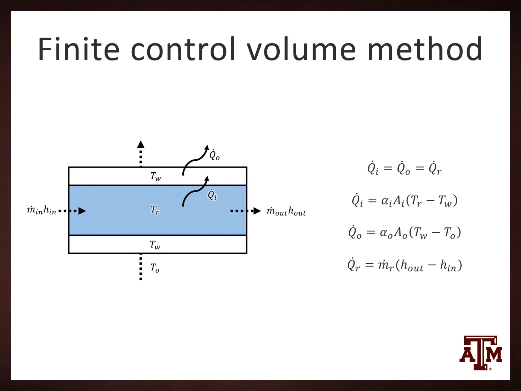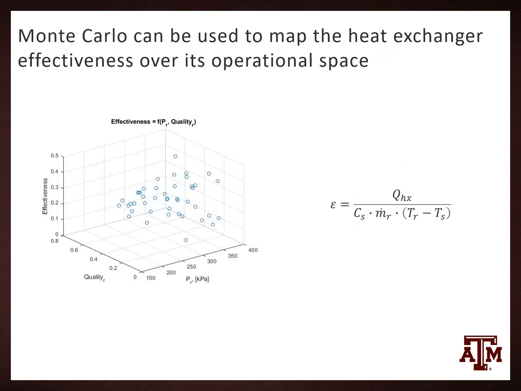First, the heat exchanger was discretized into elements and appropriate heat transfer correlations were applied from the literature. Then, with the finite control volume model, the heat exchanger's operational and design spaces were randomly sampled using the Monte Carlo sampling method. Shown is the sampled heat exchanger effectiveness, which is defined as heat exchanger capacity over the secondary fluid and refrigerant inlet temperatures, secondary fluid specific heat, and refrigerant flow rate.